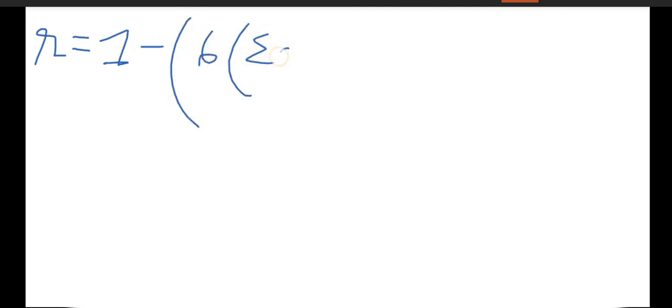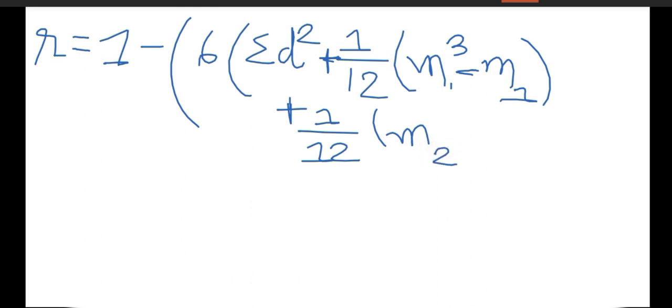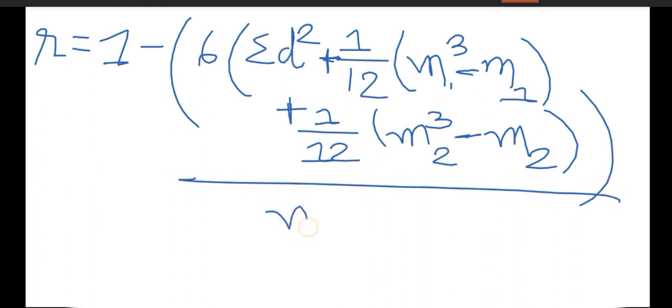Here, as we are getting tied ranks, we'll have to use the formula for tied ranks, which is r equals 1 minus 6 into the bracket sigma D square plus 1 by 12 into m1 cube minus m1 plus 1 by 12 into m2 cube minus m2, divided by n into n square minus 1.